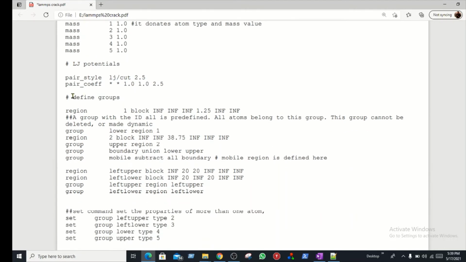Then we are defining a group of the simulation box.